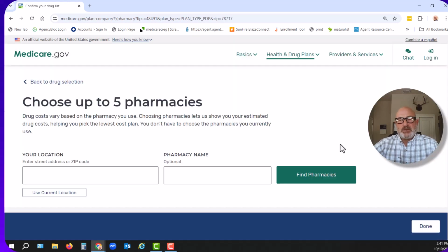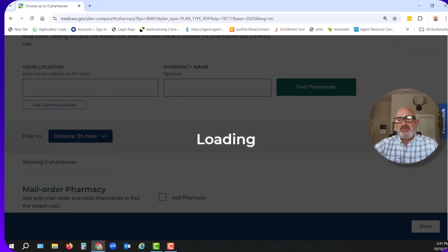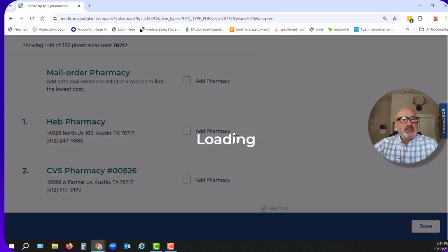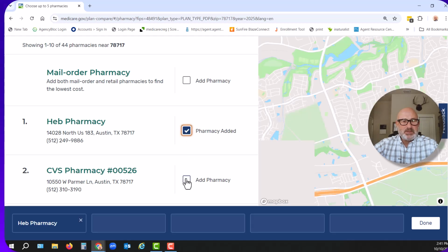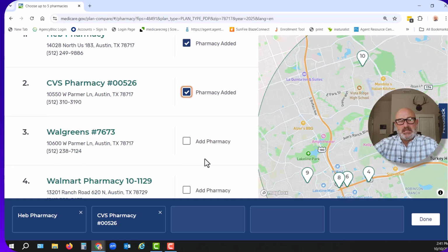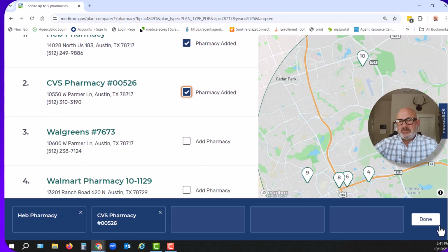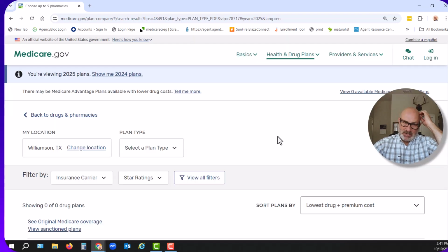So it's thinking what it's going to do. It's going to sort these. Now I got to pick a pharmacy because that's important. I like HEB, but it's always good to have a backup, see what the cost is because it will be different sometimes. You can put 3 or 4 in there, but don't overdo this. Just keep it simple.